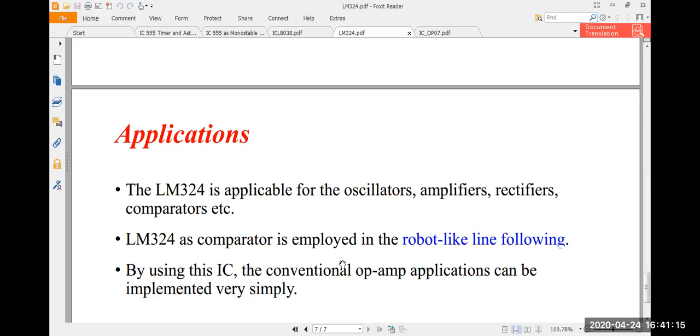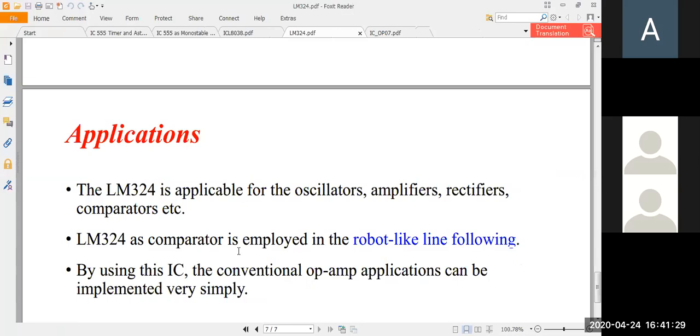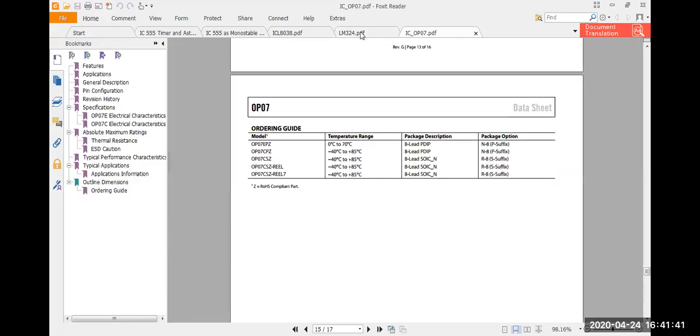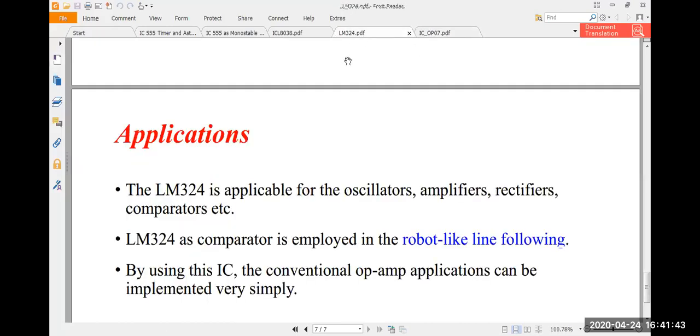So LM324 as a comparator can be employed as a robot like line following. And as I've told you, with the help of this IC, conventional op amp applications can also be implemented very easily. So this is as far as LM324 is concerned. We'll learn about OP07 and one of the power amplifiers with the help of op amp in the next lecture. So these are the only 2 bits which are remaining in the last unit.